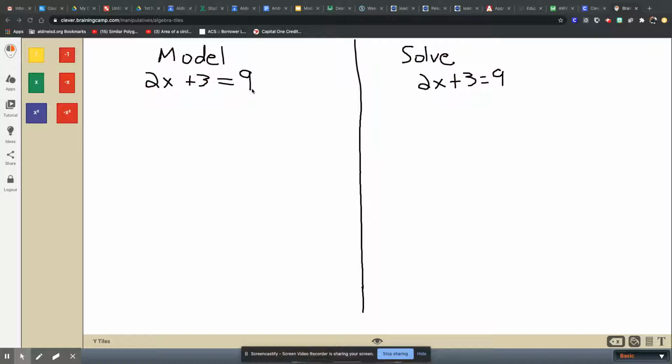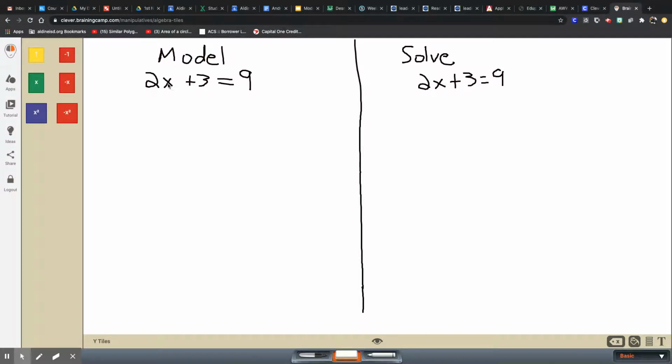So the first thing I want to do is model this equation using my algebra tiles. When we model an equation, we just read it like we read a book, from left to right. I see first I have two x's, and those x's are positive, so I'm going to use my green bars to represent that 2x. After that 2x, I'm adding 3. I've got a positive 3 here. Whenever we have a positive constant or positive units, we use our yellow tiles. So I'm going to add 3 yellow tiles here.